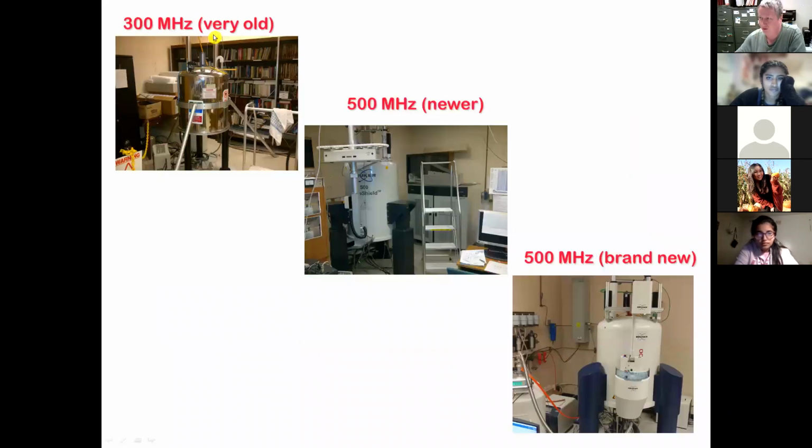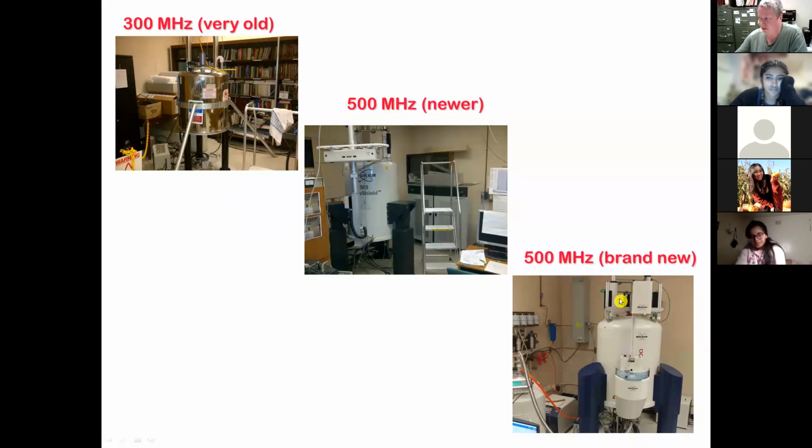Okay, so what are the instruments at SF State? We have, well, this is old, it's gone. But these are all Fourier transform. We probably had a continuous wave a million years ago here before I was born. This is a 300 megahertz, kind of old one. This is a newer 500 megahertz. This one we got a few years ago.